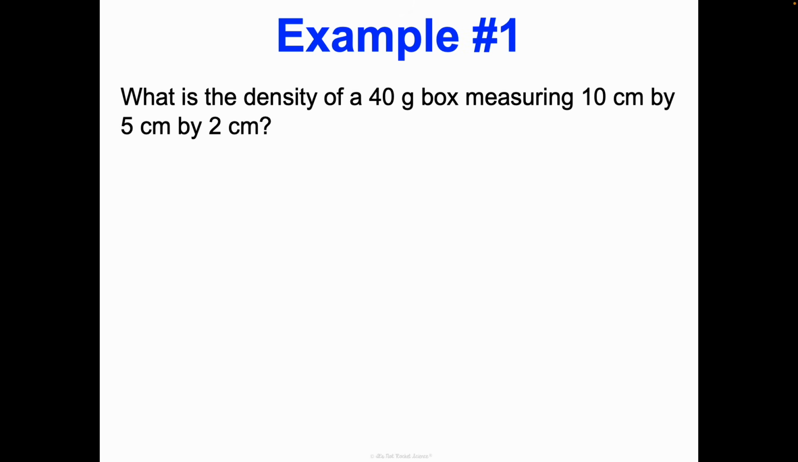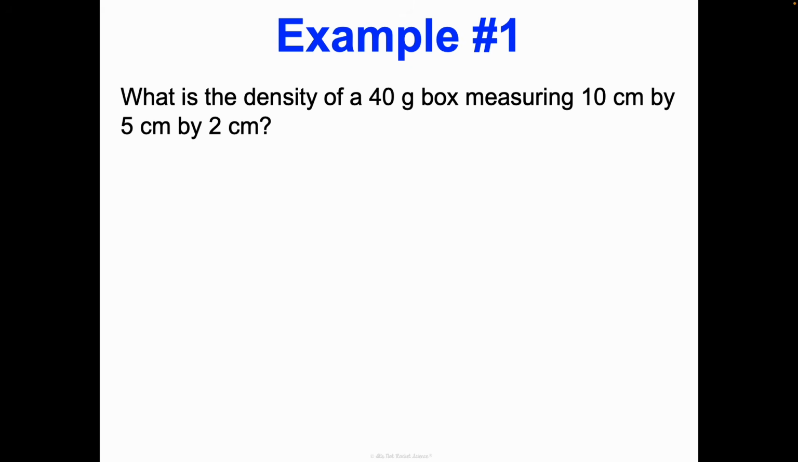So what is the density of a 40-gram box measuring 10 centimeters by 5 centimeters by 2 centimeters? We're going to use our RADAR method for problem solving. If you're new to It's Not Rocket Science, this is something we always do to solve quantitative problems to help us never leave a question blank. So first, R is for reading. So we just read it.